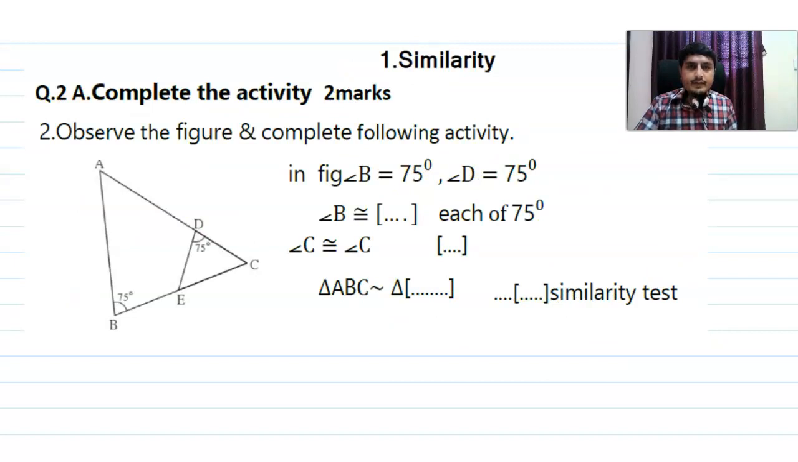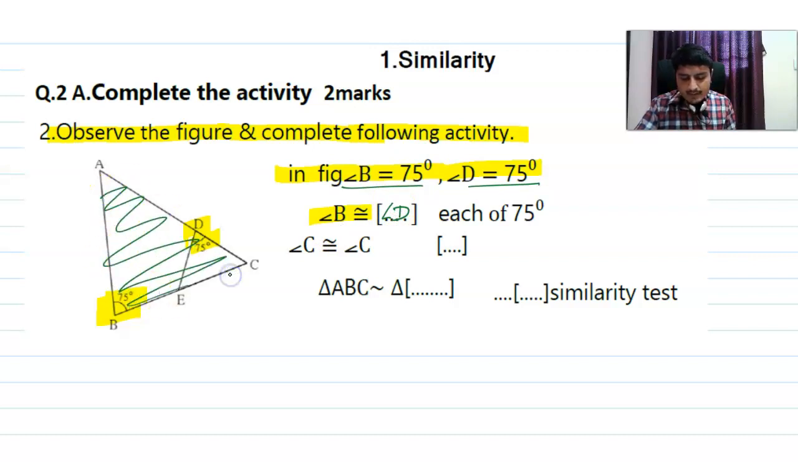Now look at the second activity. We have given: observe the figure and complete the following activity. In the figure, angle B equals 75 degrees. Angle D equals 75 degrees. Angle B is congruent to angle D. Once two angles have the same measures, that means equal in measures, we can say that the angles are congruent. Now look at the triangles. Overall we have triangle ABC, and the red shaded triangle EDC. In it we have angle B congruent to angle D, each of 75 degrees.